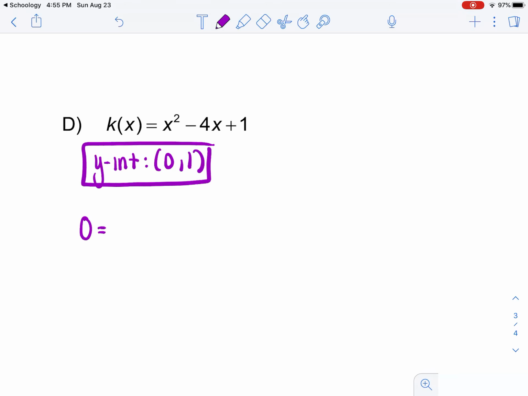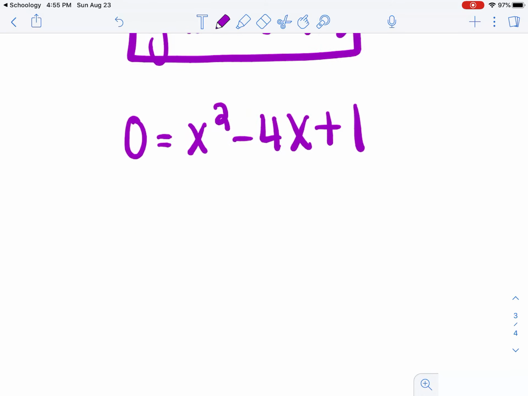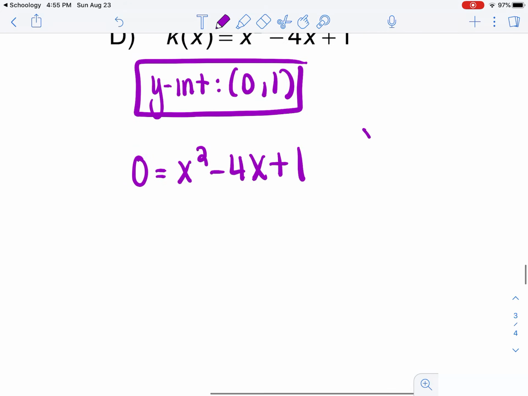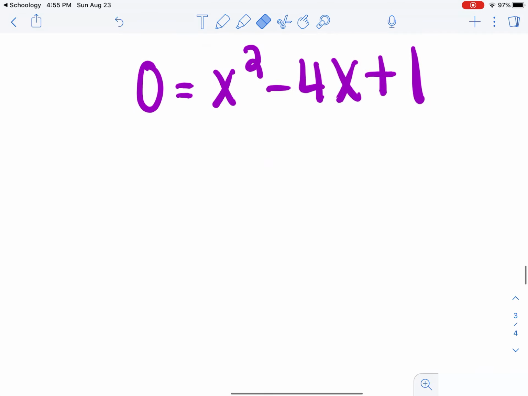Find your x-intercepts by setting your function equal to 0 and solving. Okay, it's quadratic. So the first thing I ask myself is, can I solve by square rooting? The answer is no, because there's an x squared and an x. So now I'm going to try to factor it. I need two numbers that multiply to give me 1 and add to give me -4. Not going to happen, so I have to use quadratic formula.